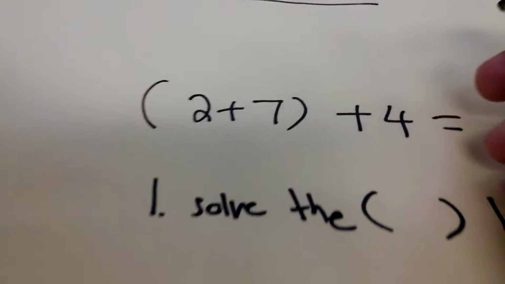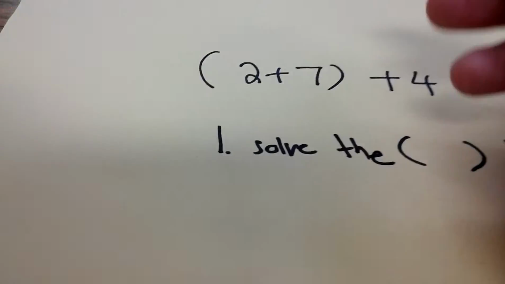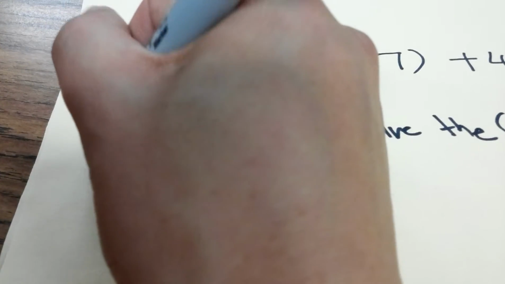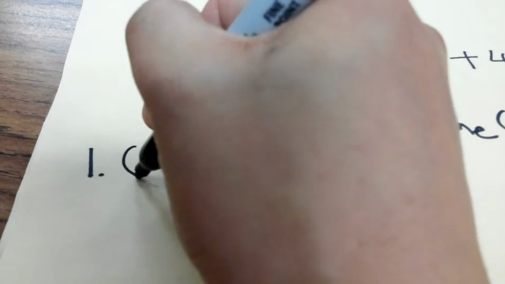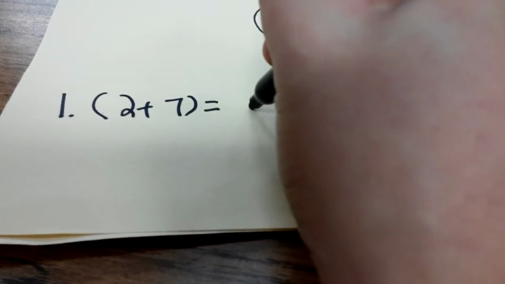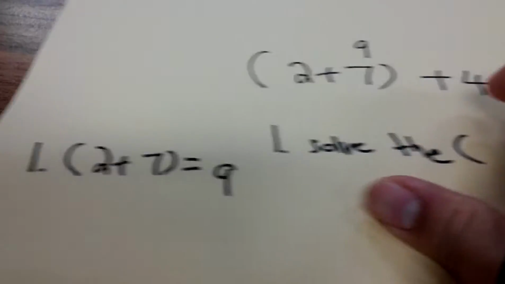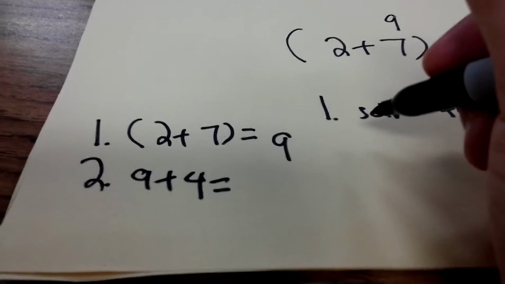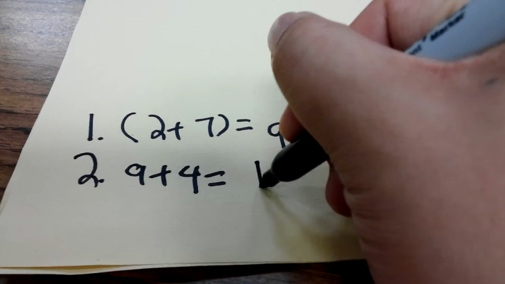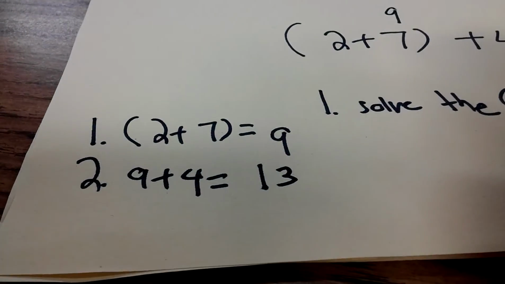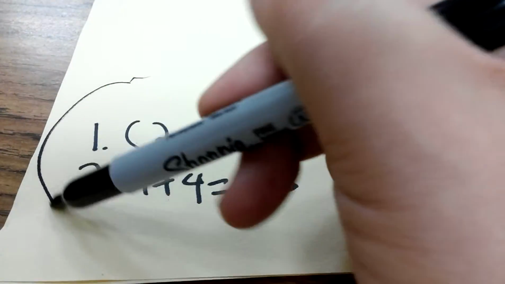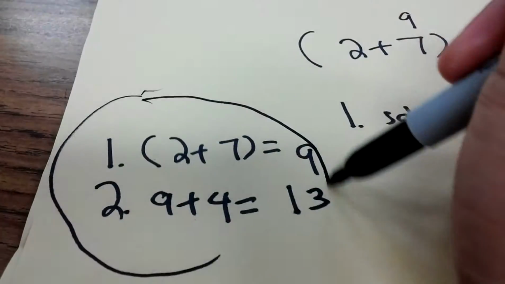That means in this problem, (2 plus 7) plus 4. Well, what's in the parentheses? What's in the parentheses is 2 plus 7. So this is actually going to be a two-step problem. The first step is I want to solve the parentheses. 2 plus 7 is equal to 9, right? So this is 9 right here. Now what I'm left with is 9 plus 4. What is 9 plus 4? 9 plus 4 is 13. Okay, you see how I use two steps to solve this problem right here?